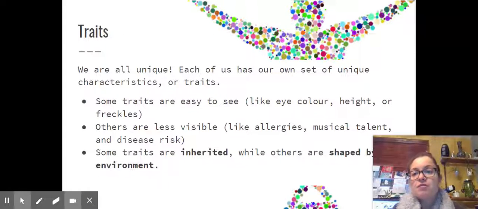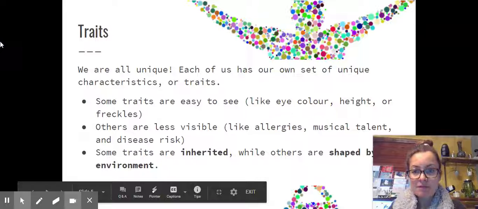It's also important for us to mention what traits are. We know that we're all unique. I'm different from you, and you're different from your classmate, and you're probably different from your brother. So each of us has our own unique set of characteristics or traits. Some traits are easy to see, like eye color or height or freckles, but other traits are a little less visible, like allergies or musical talent or disease risk. Some traits are inherited, while other traits are shaped by the environment.